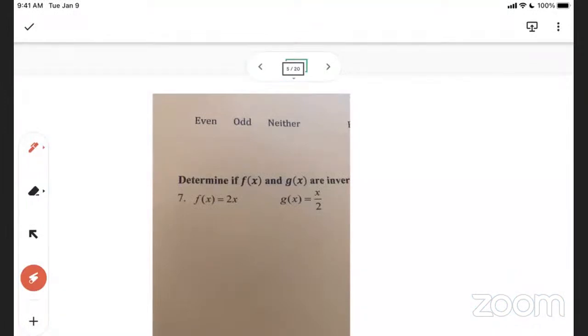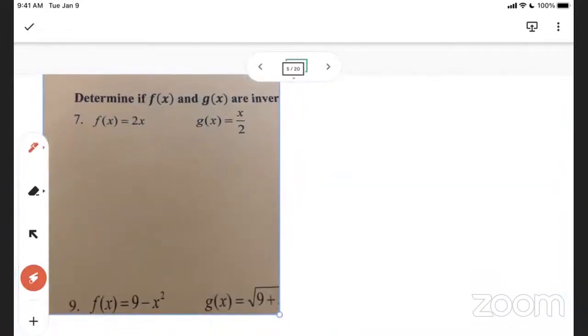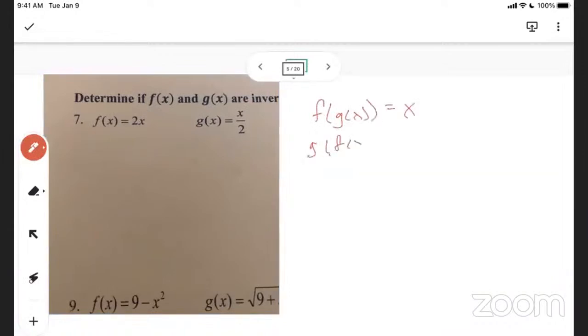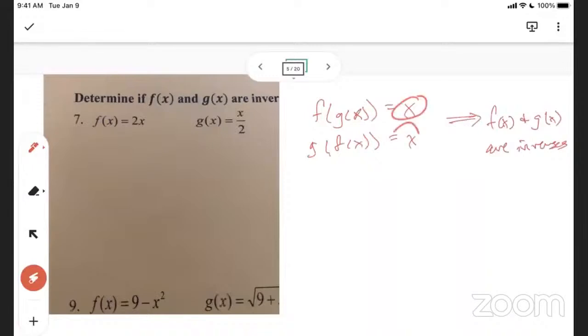Page 5. Are we doing the one on the bottom here? Figure out if they're inverses? The way you can tell if two functions are inverses algebraically is to plug them into each other. That's called functional composition. And if you get x as an answer for both cases, then they're inverses of each other. So we're going to check it out.